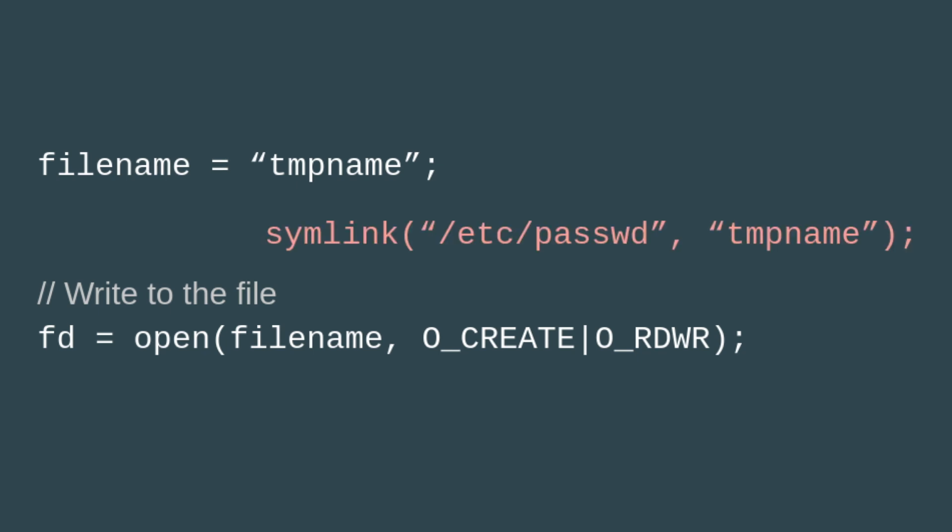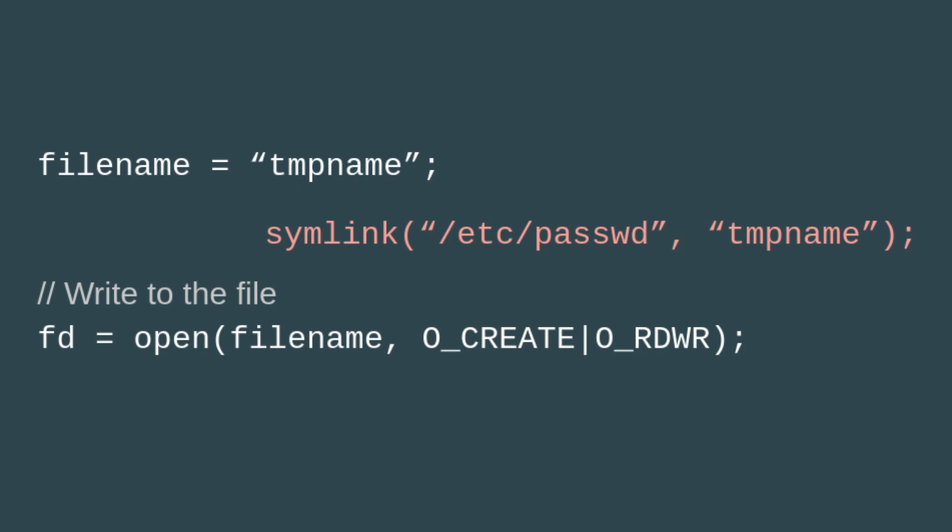Let's say there's another process running. The attacker is controlling that other process. The attacker is able to guess the name temp name and creates a symbolic link from temp name to the password file. So now the name, temp name, is an identifier for the password file. When the first process runs, which is a privileged process, it follows the link and opens and writes to the password file.